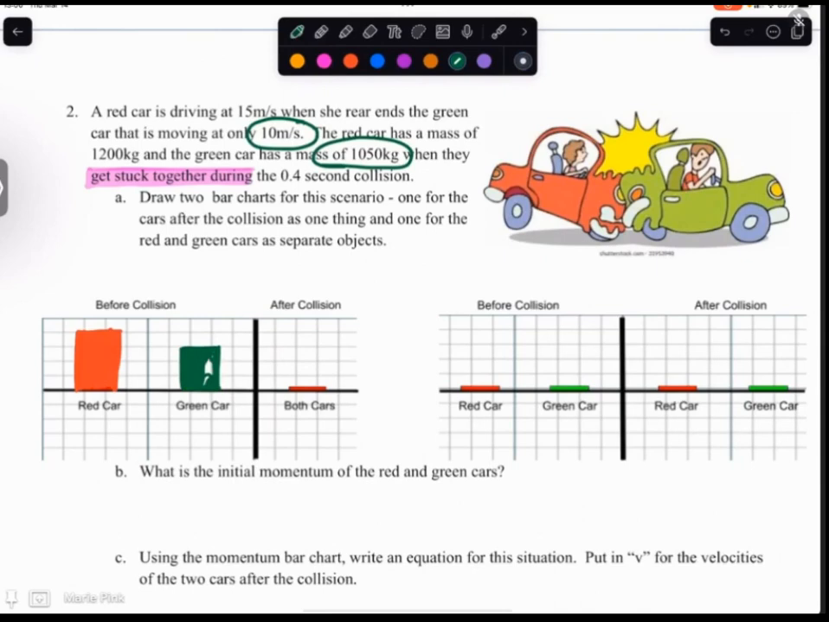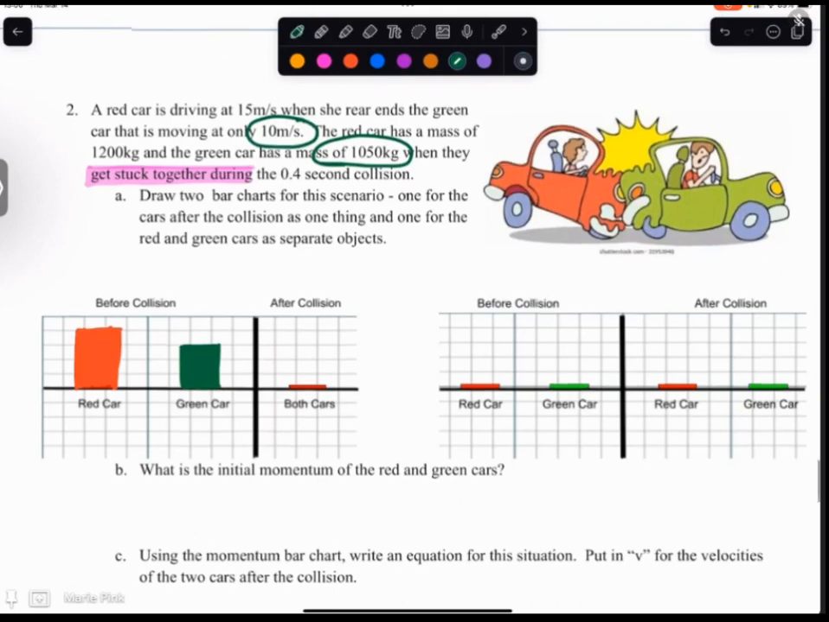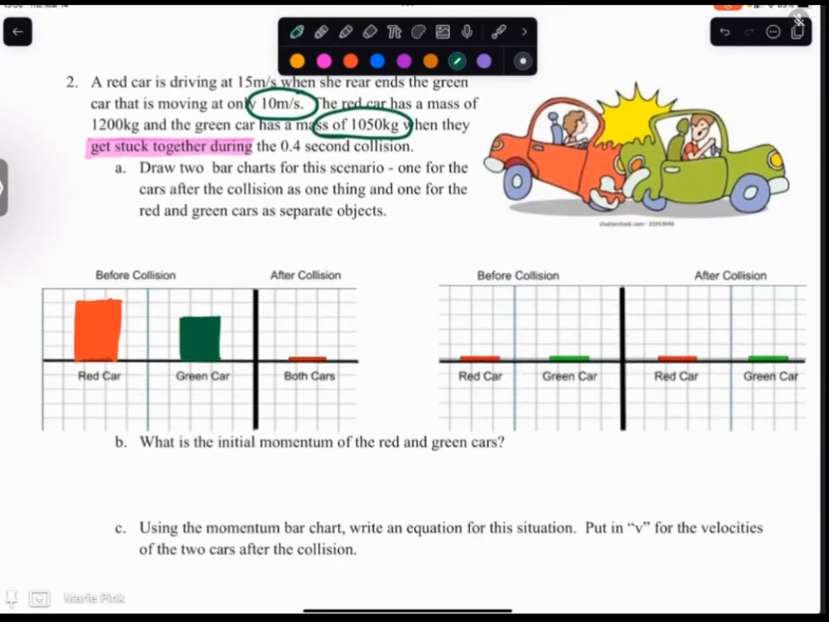And then just remember that this is a momentum bar chart. So when you're doing this, this is the momentum of the red car and the momentum of the green car. It's not the mass, it's the momentum. So that means that we need to actually do mass times velocity to figure out how big these are. And in part B, it asks us for those momentums. So I'm going to go ahead and do that.